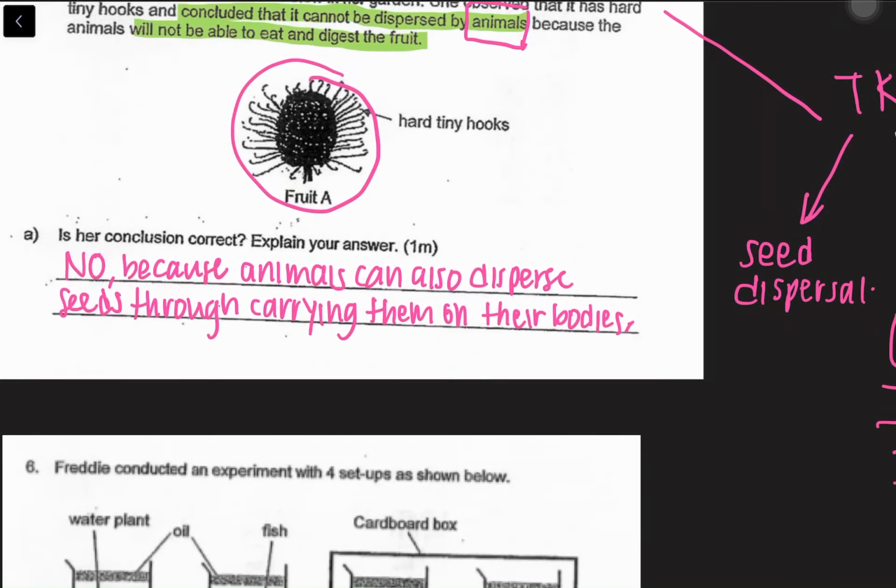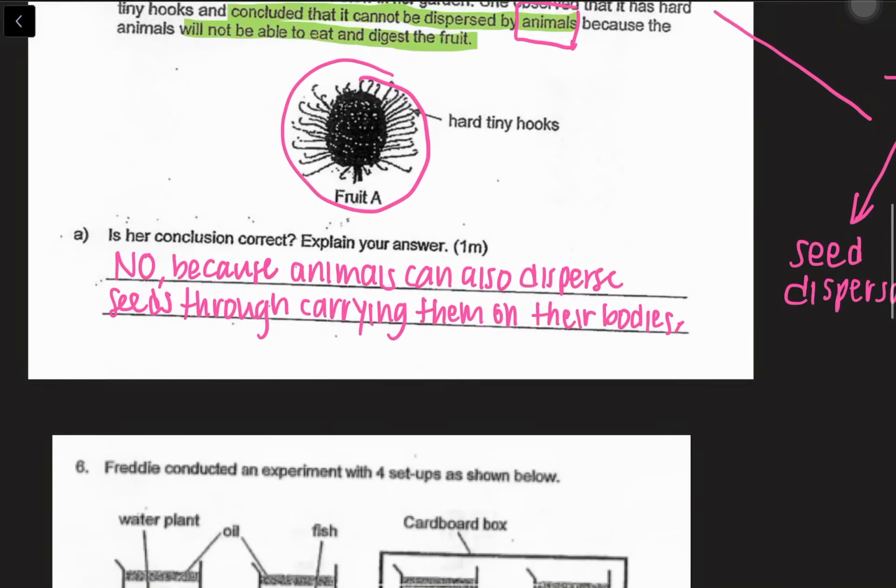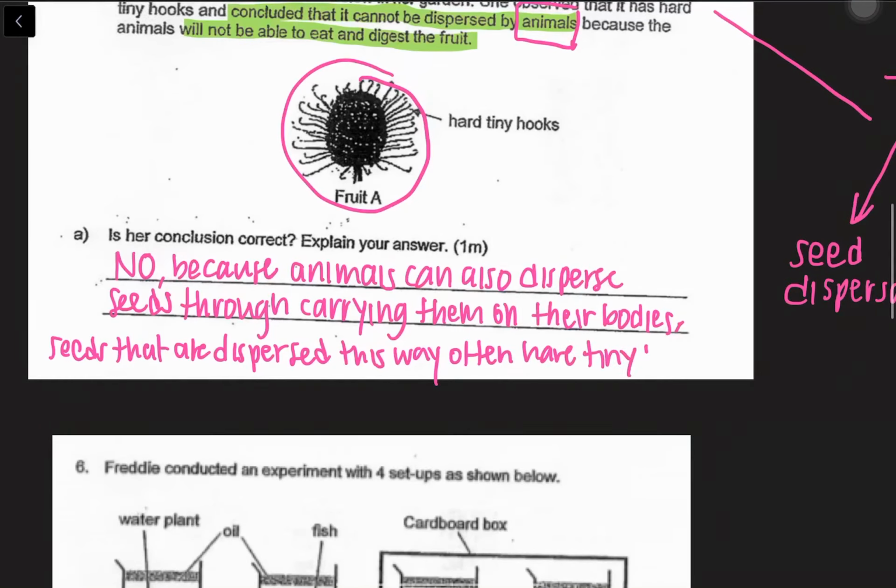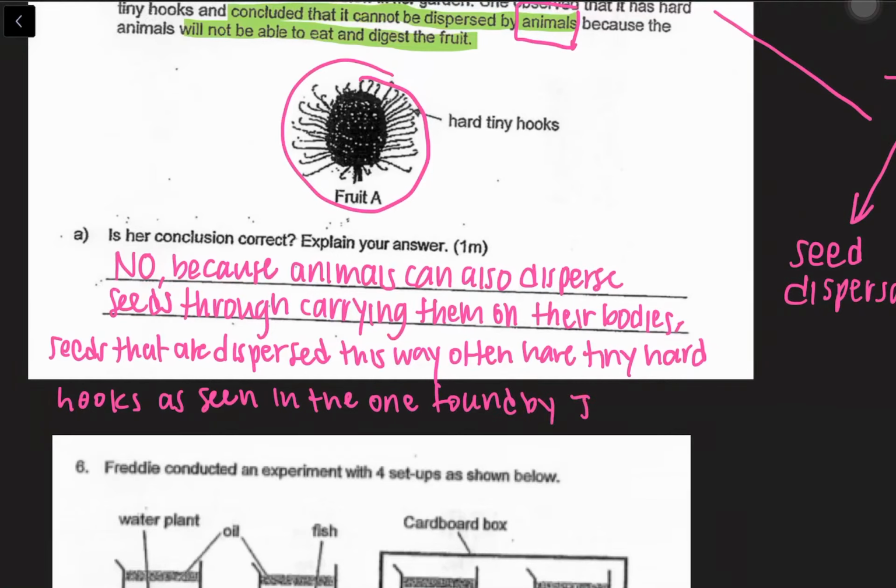So you would have to explain your answer, right? So you would say that seeds that are dispersed this way often have tiny hard hooks as seen in the one found by Judy. Full stop. So this would be a good answer and you will get the whole 1 mark.